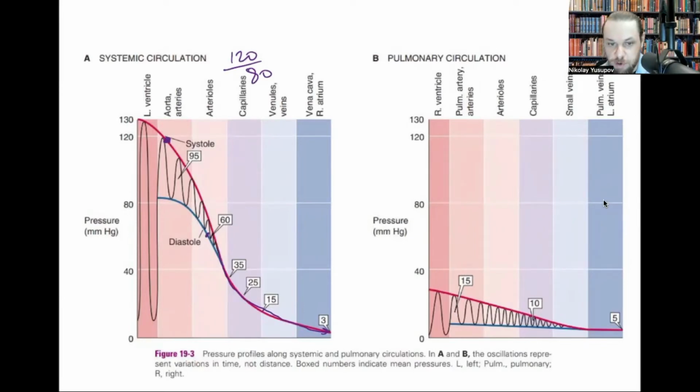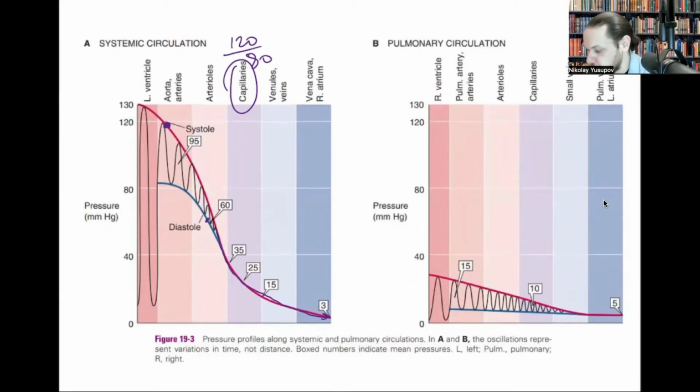The capillaries have also lower pressure. They have high cross-sectional area. This is where the blood is exchanged with the organ systems. So as you go from the arteries to the capillaries to the veins, your blood pressure is decreasing.